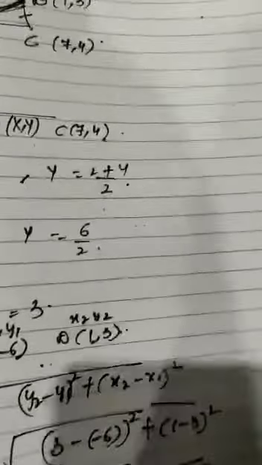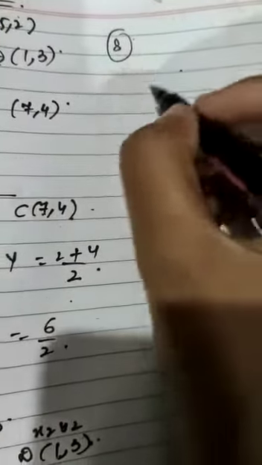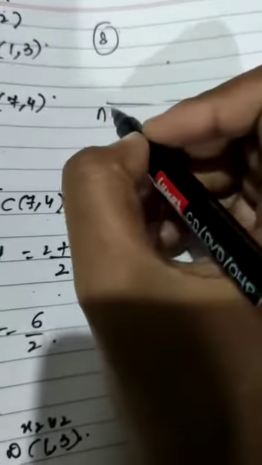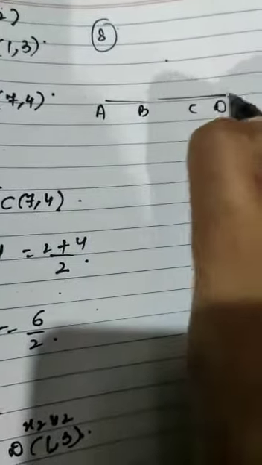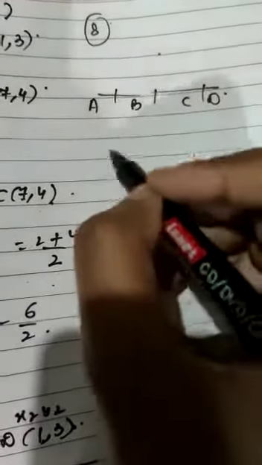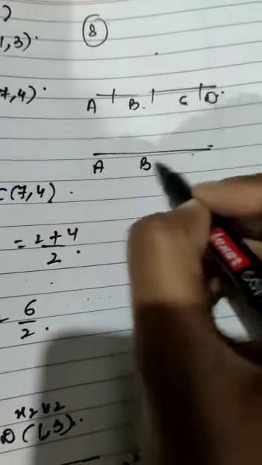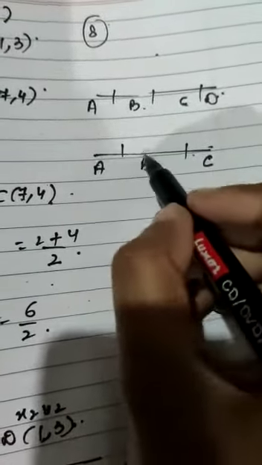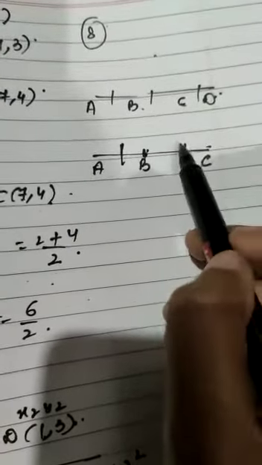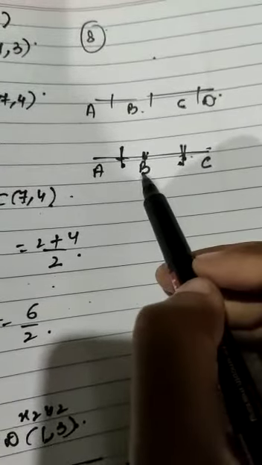Now come to question number 8. In question number 8 we are given line ABCD in which AB equals BC equals CD. If AB equals BC equals CD, it means among A, B and C, B is the midpoint, because this part and this part are equal. If this part and this part are equal, then B is the midpoint.